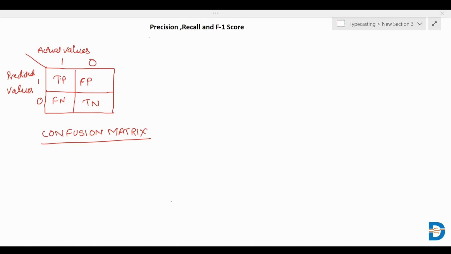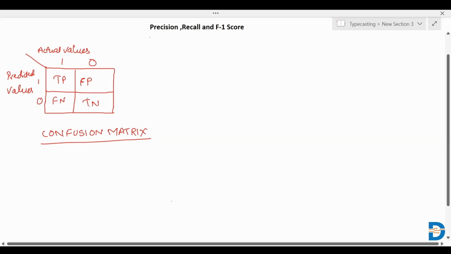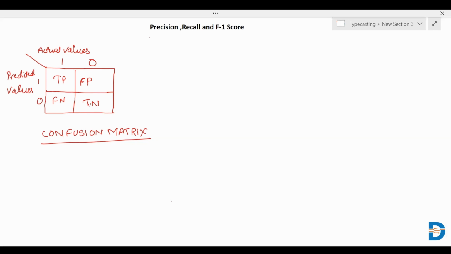So this is true positive. What is true positive? When the actual output is 1 and your model also predicted 1. What is true negative? When the actual output is 0 and your model also predicted 0. What is false positive? That is FP, when the actual output is 0 but your model predicted 1. And what is false negative? When the actual output is 1 but your model predicted 0. So all these things are taken care of by the confusion matrix.